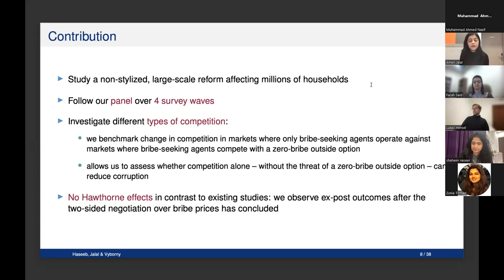Finally, all of the work in this space has one important limitation: at least one of the two actors involved in paying or seeking bribes, including in the field study I just mentioned, the Oaken and Barron study, is aware that they are being studied in that moment. So there are some Hawthorne effects that result from it. What we're able to do is measure bribes ex post, after this two-sided negotiation has taken place. So we're not influencing in any way the demand for or the payment of bribes.